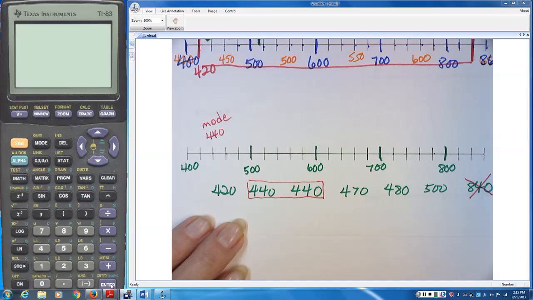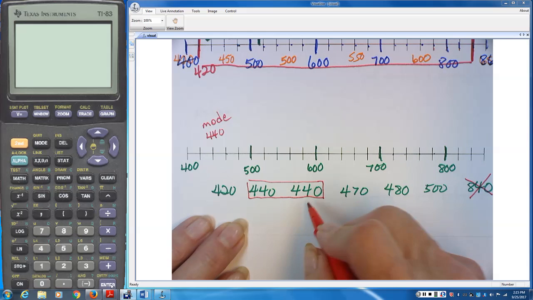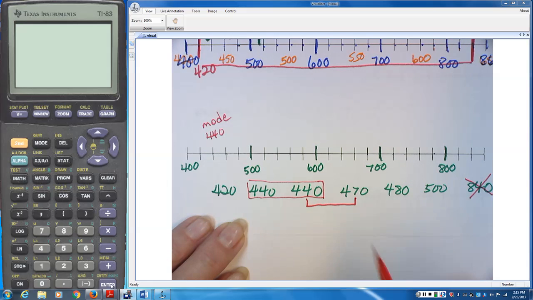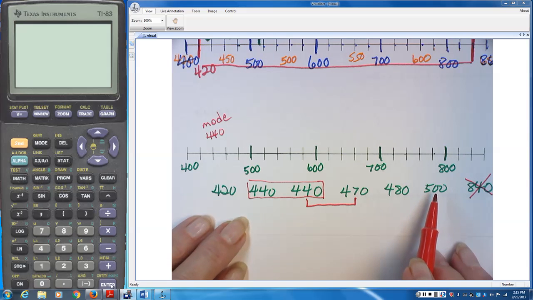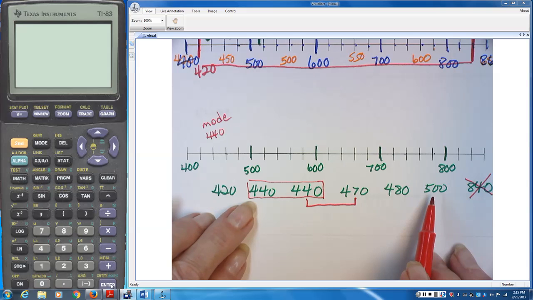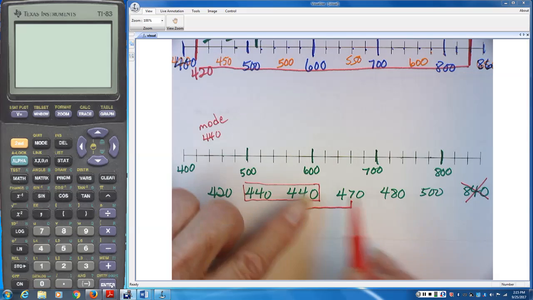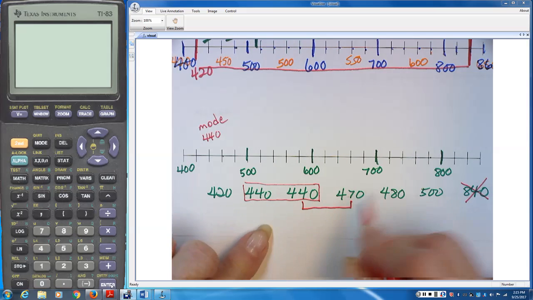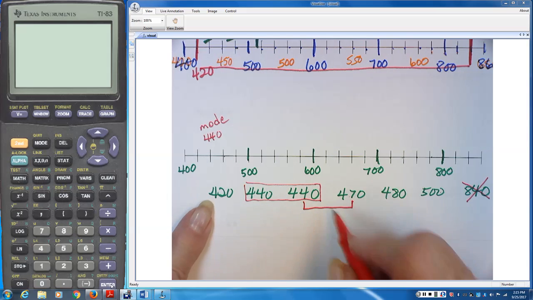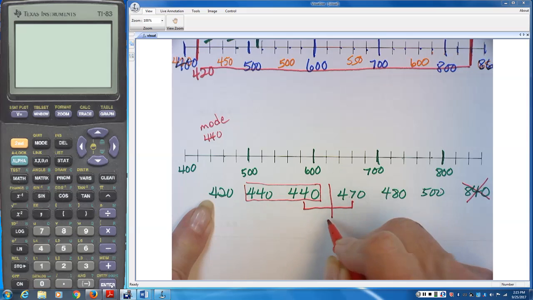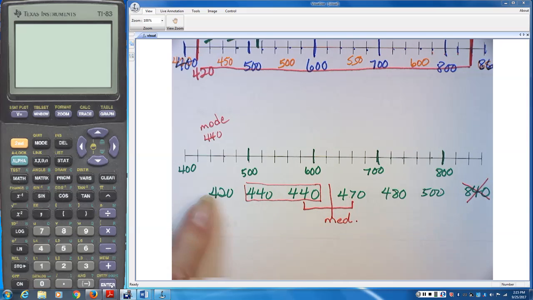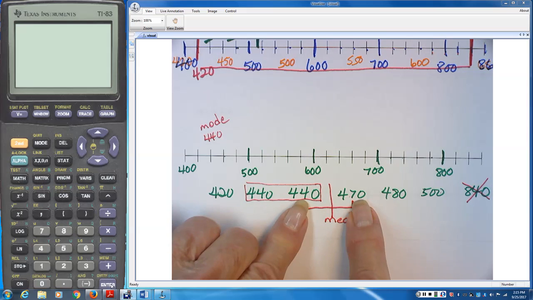Did the median change? Yes, it does, because now we have 1, 2, 3, 4, 5 numbers. I'm sorry, I left out one. 1, 2, 3, 4, 5, 6 numbers. So that means that my median is halfway between 440 and 470. Right?